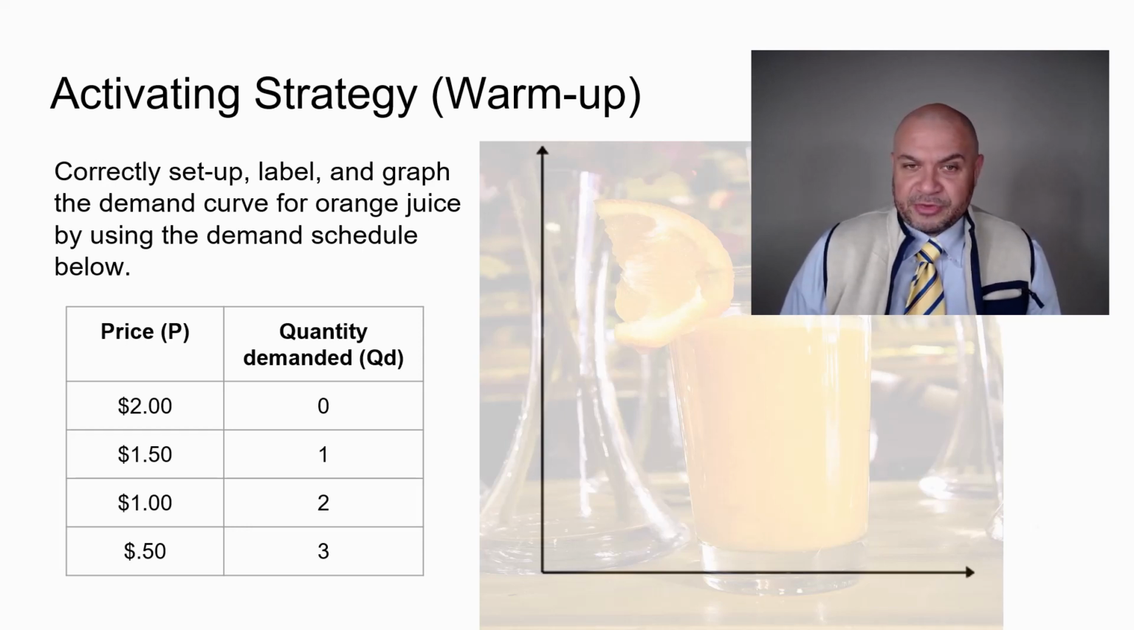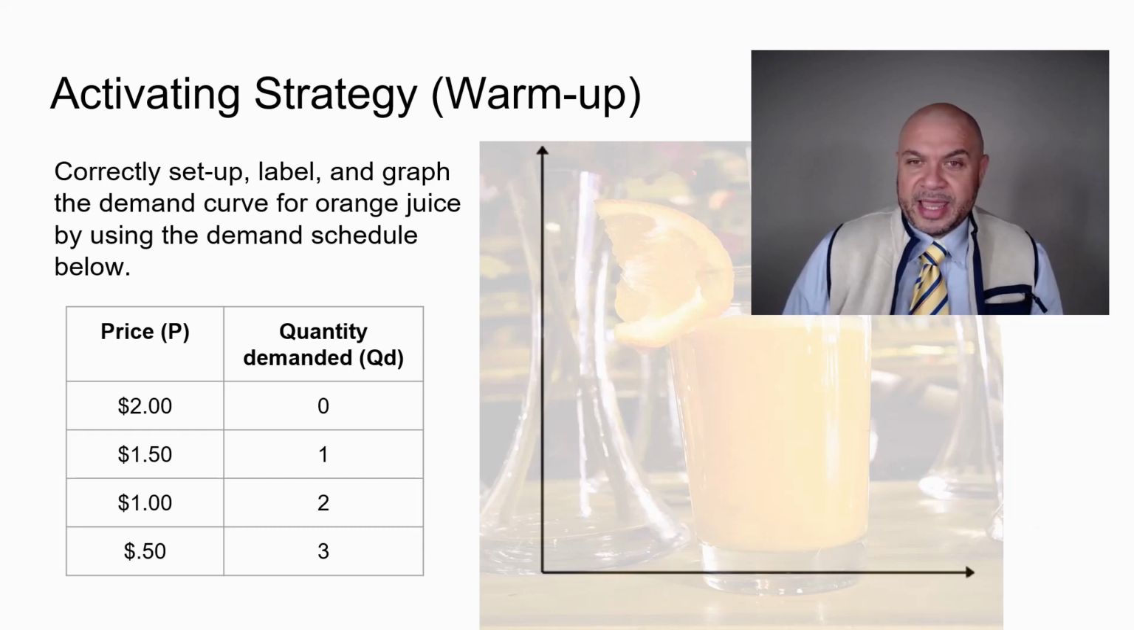This is an activity strategy, so let's go ahead and go through this. It says correctly set up, label, and graph the demand curve for orange juice by using the demand schedule below. So I'm going to pause the video and you are going to draw your L-shaped graph and set your graph up properly with your demand curve plotted correctly. All right, so I'm going to pause and continue.